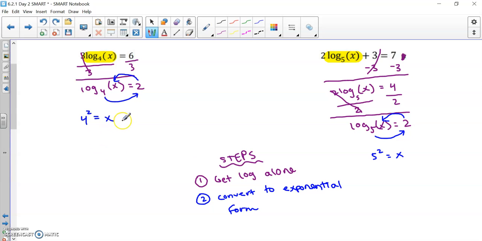So we are pretty much done now. This tells us that x equals 16 because 4 squared is 16. And this tells us that x equals 25 because 5 squared is 25. All right, that is all for today.